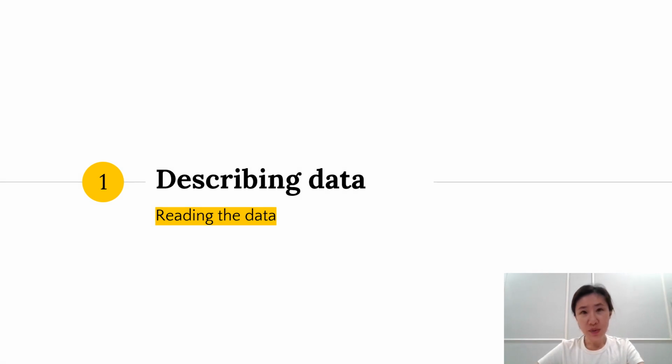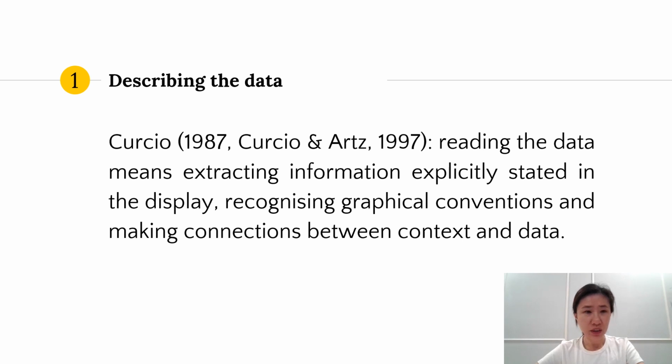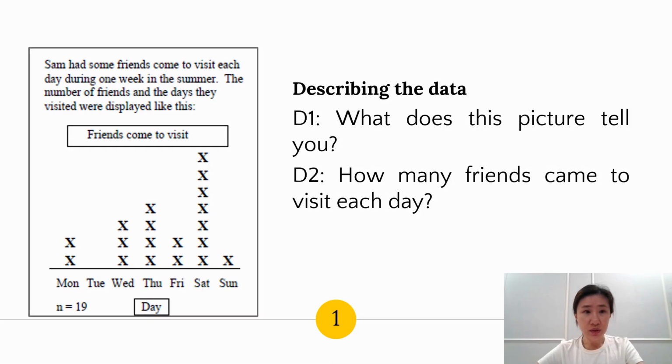Okay, describing data refers to reading the data. Based on this article by Curcio, he mentioned that reading the data means extracting information explicitly stated in the display, recognizing the graphical conventions, and making connections between context and data. So describing the data is similar to reading the data that is presented to you, either in the form of raw data, tables, or graphs.